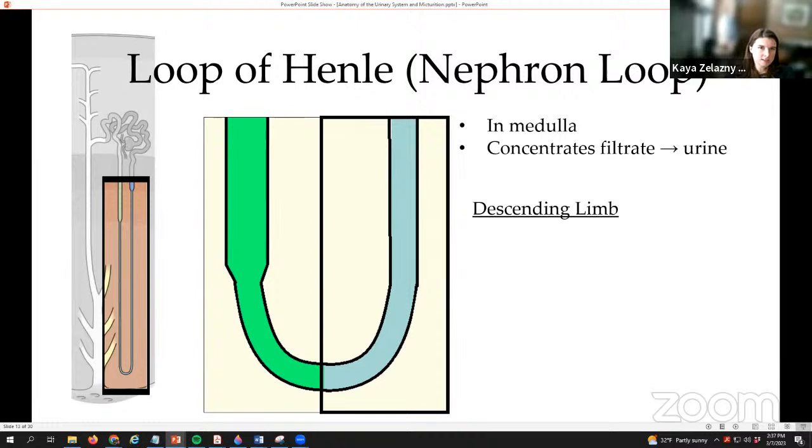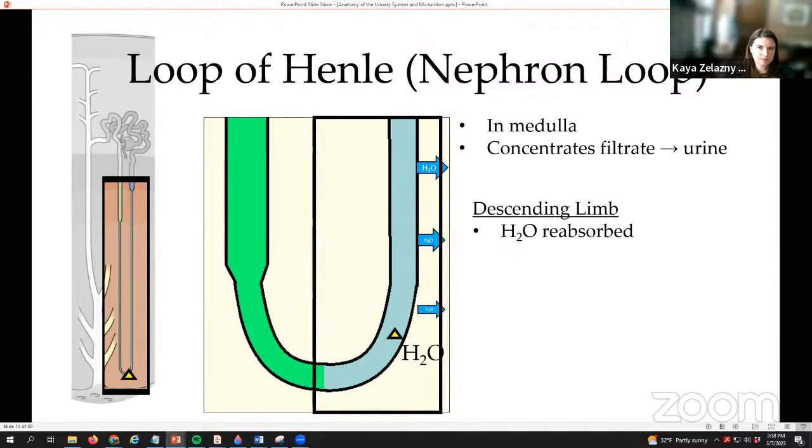First we're going to have a descending limb. The colors match, blue and blue here. So we're going to go down through our descending limb first. In this descending limb, we're going to be reabsorbing a bunch of water. So that's this concentrating of the filtrate, right? We're making it more salty essentially. So we're leaving ions, but reabsorbing water. We can see all that water coming out as we descend through the nephron loop.